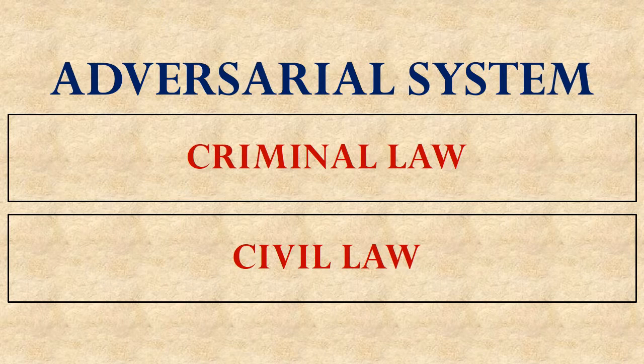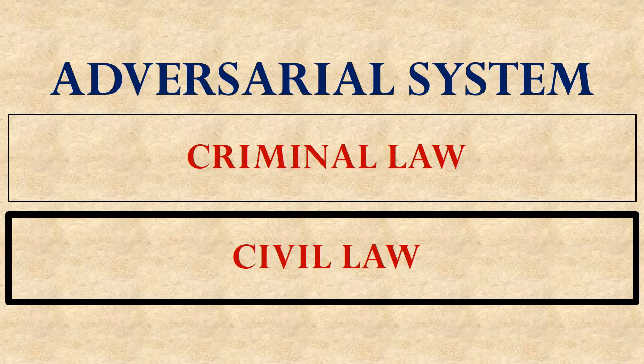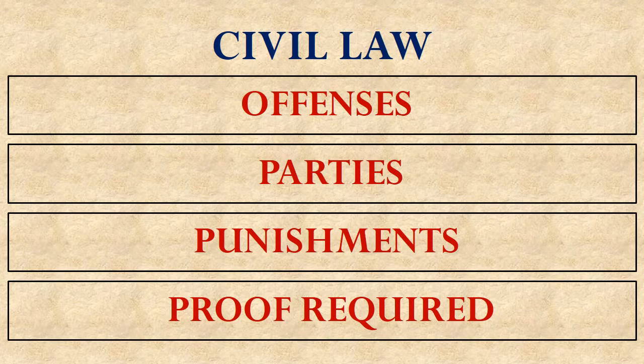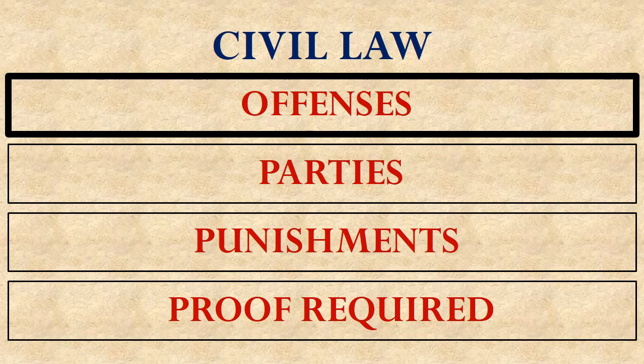In the previous lesson, we talked about how the adversarial system can be divided up into two parts, criminal law and civil law. Having discussed criminal law in the previous lesson, in this lesson we'll now discuss civil law. We're going to look at four features of civil law: the offenses that are covered under civil law, the parties in civil law cases, the punishments available under civil law, and the proof required in civil law. Let's begin by looking at the offenses covered by civil law.